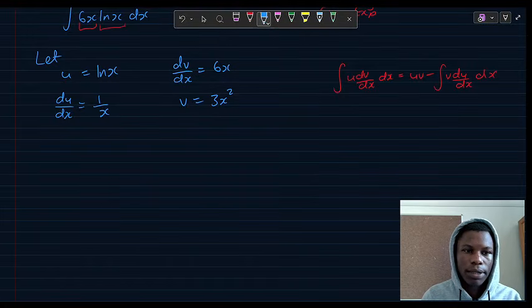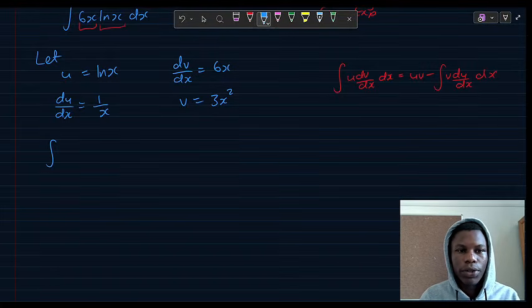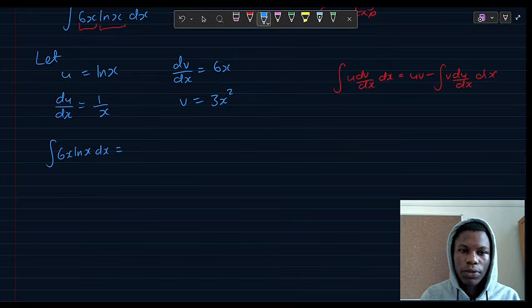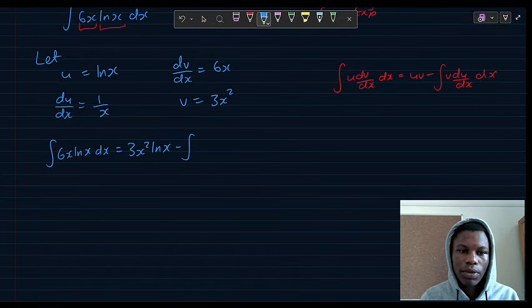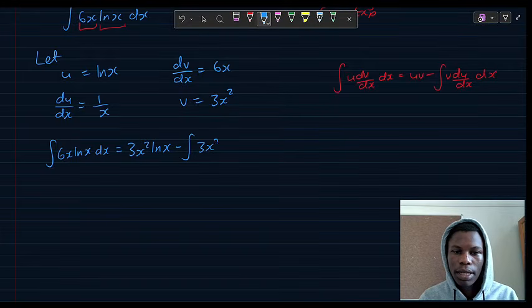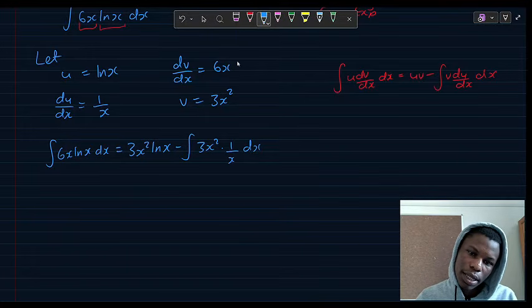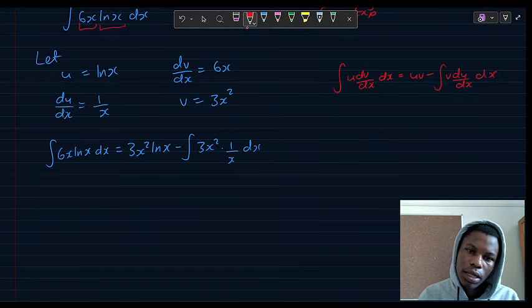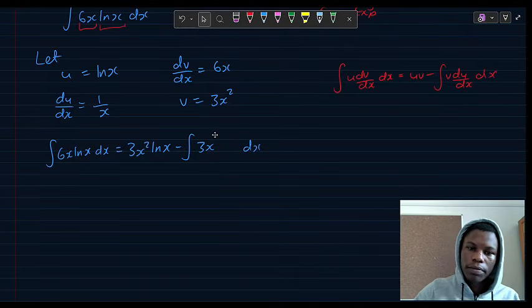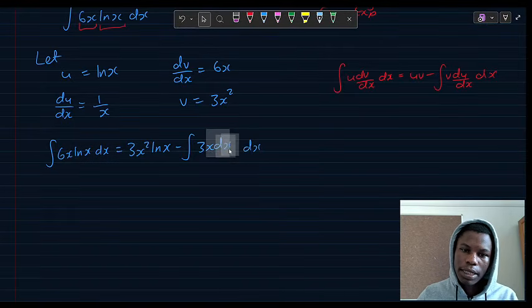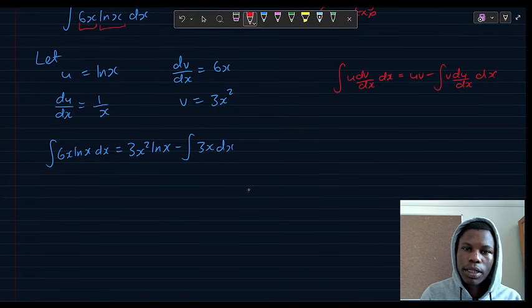So in our case, the integral of u dv, so that's 6x ln x dx, is equal to uv, so 3x squared ln x, minus the integral of v du, so 3x squared times 1 over x dx. We can simplify this, right? Because x squared over x cancels out, and you just end up with 3x. So we're just integrating 3x with respect to x.